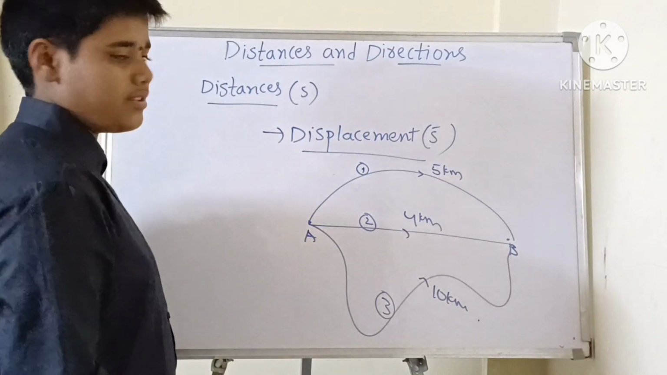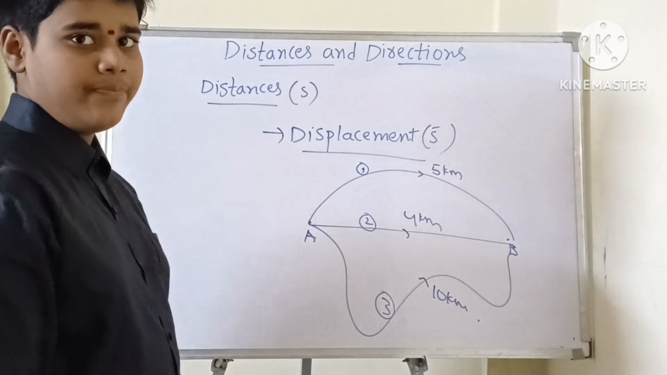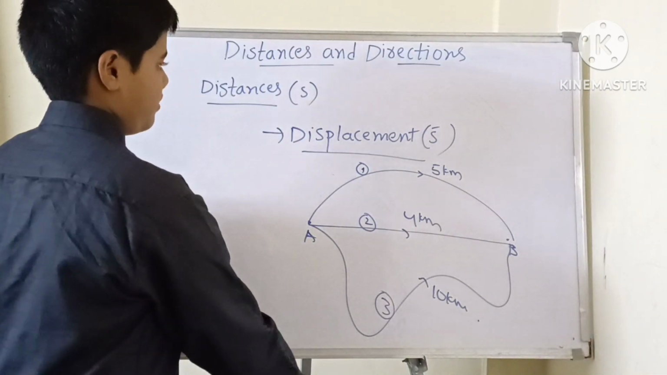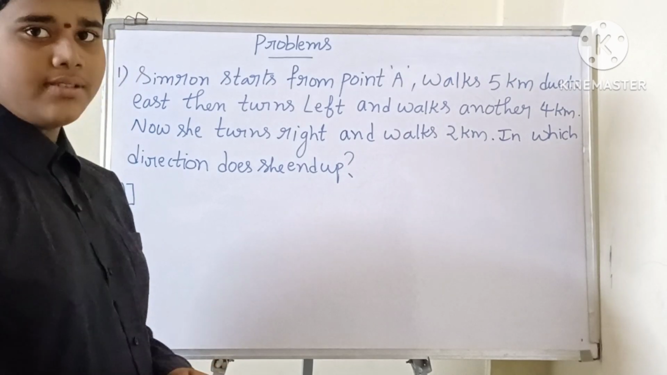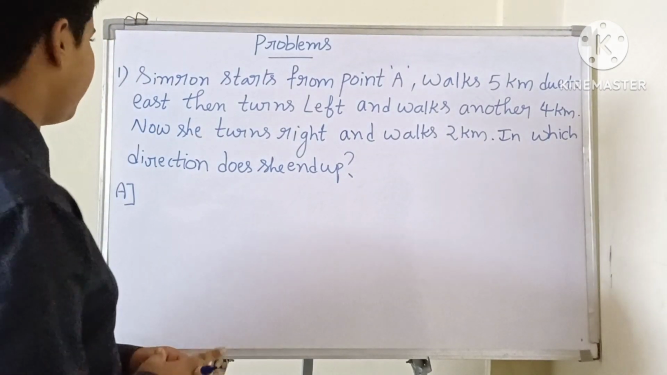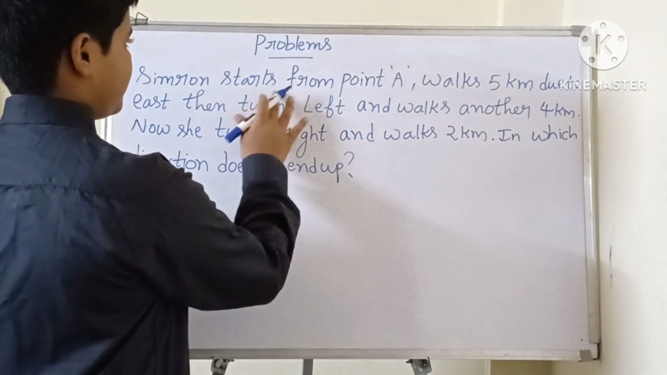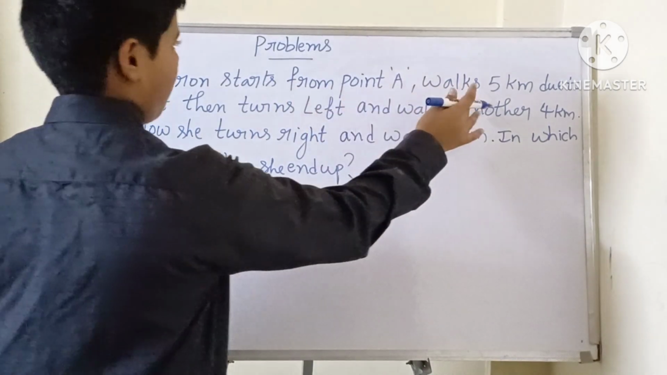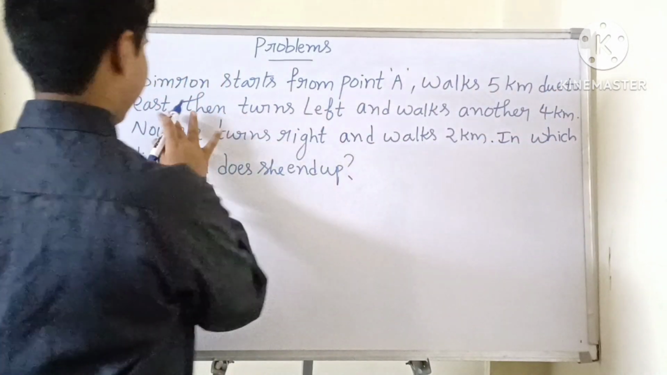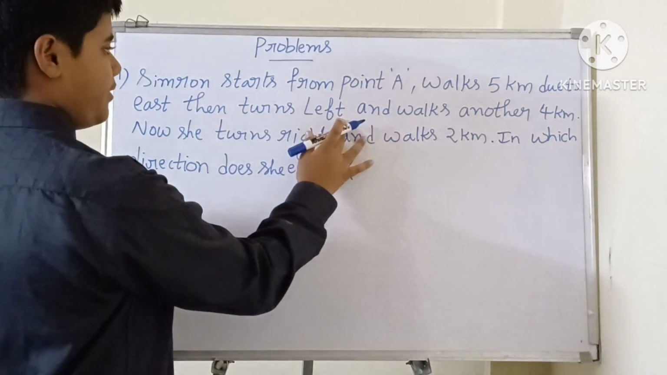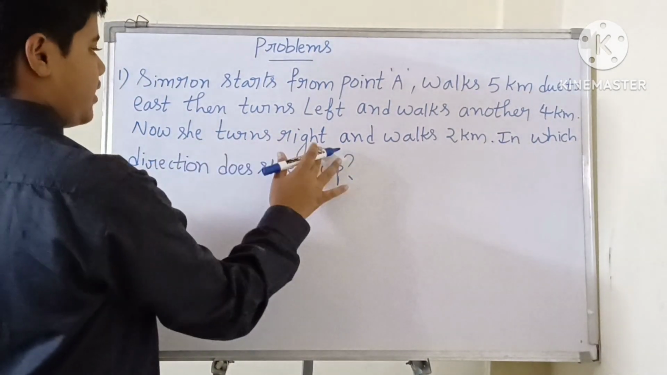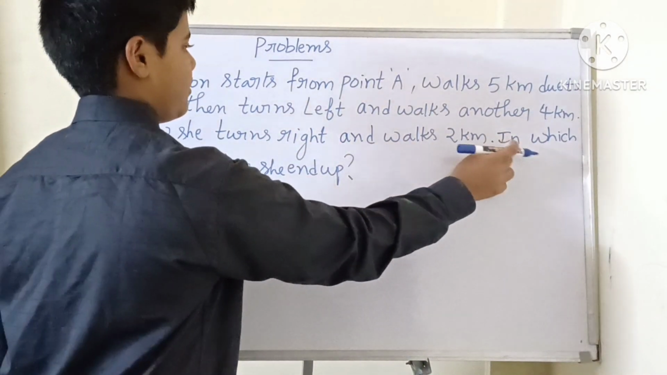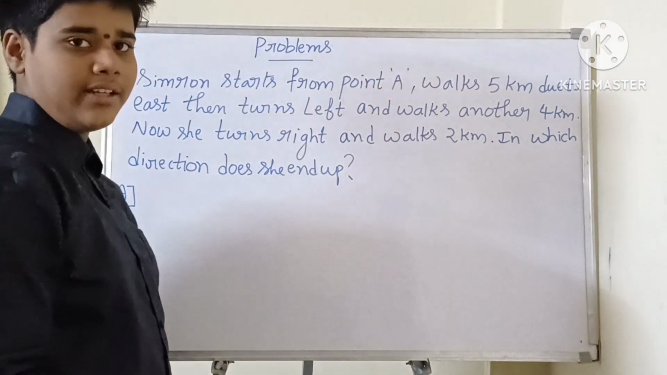Okay. The topic of distances and directions is completed and we will do some problems. If you see the first question: Simran starts from point A, walks 5 kilometers due east, then turns left and walks another 4 kilometers. Now she turns right and walks 2 kilometers. In which direction does she end up?